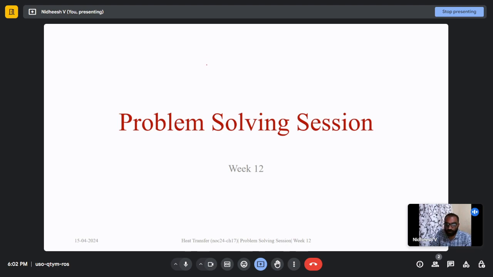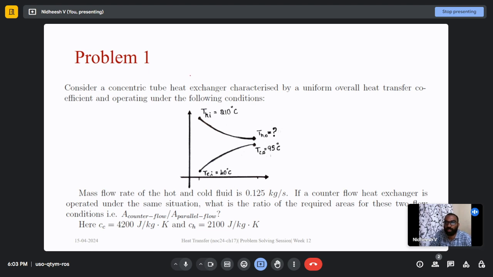So with that we will begin our problem solving session for today, and it is expected that before attending this session everyone has gone through these 5 lectures and understood the concepts of heat exchangers. Okay, with that we'll begin our problem solving session for today. Here is the first problem for today.